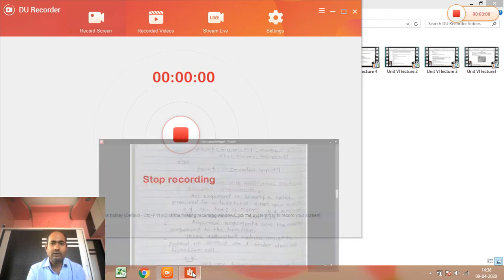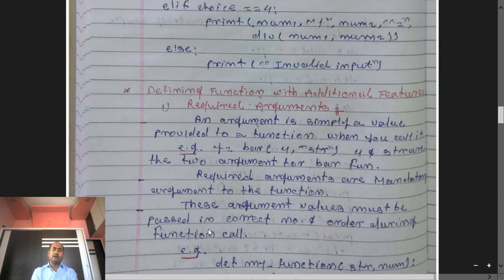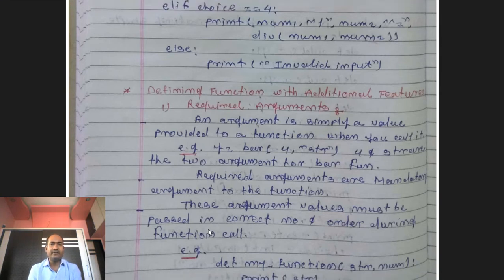Now in this lecture we see the remaining part of functions. The point is defining functions with additional features. First one is the required argument. What do you mean by the required argument?